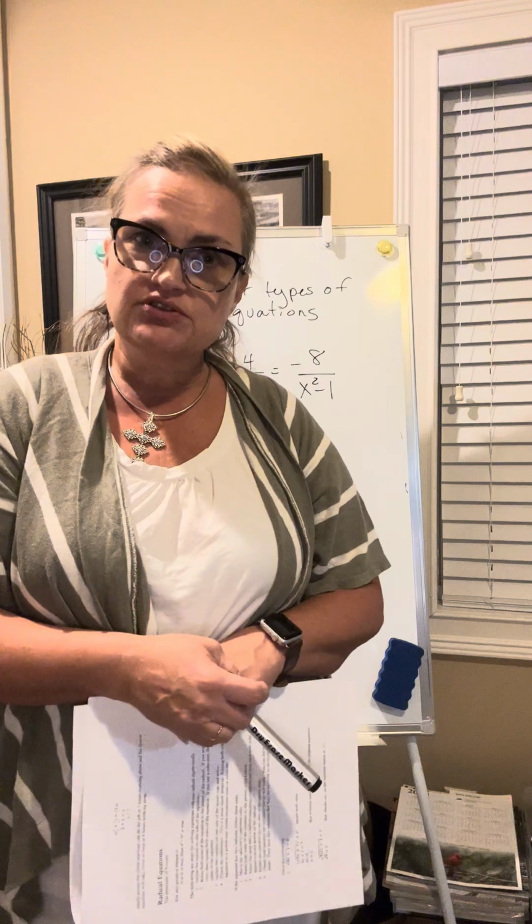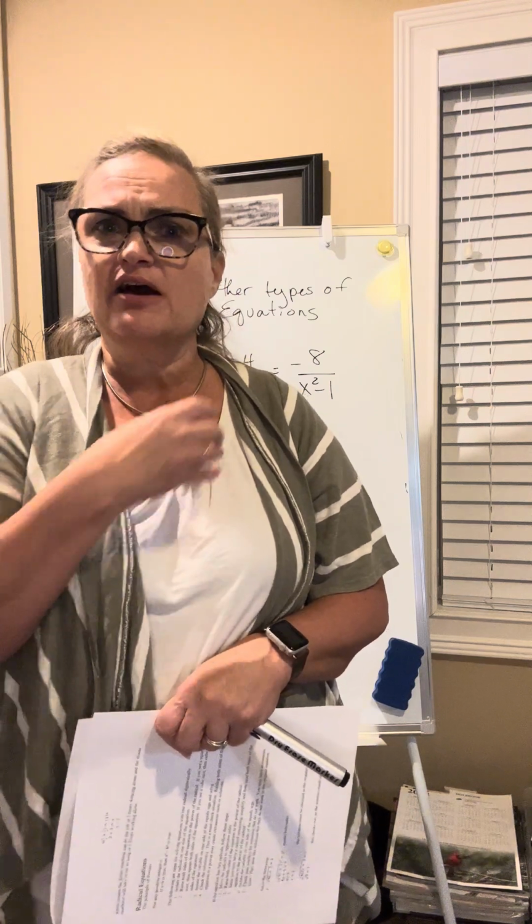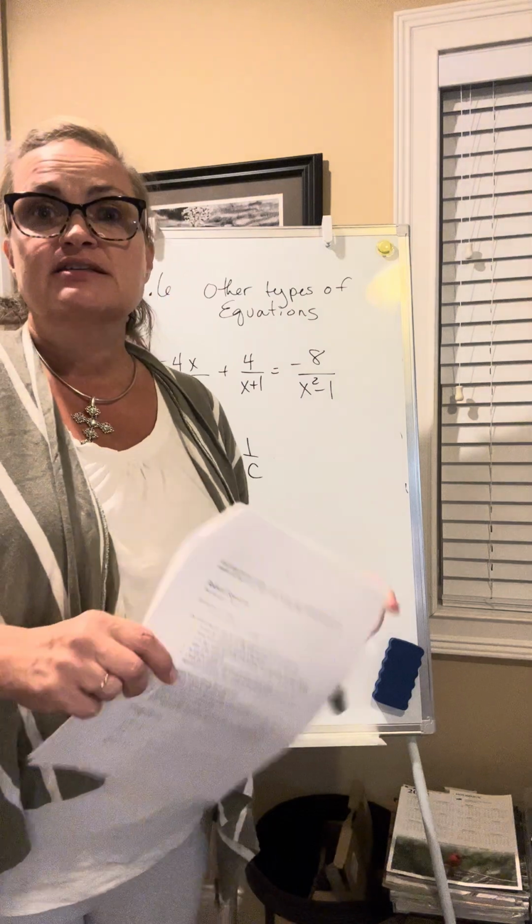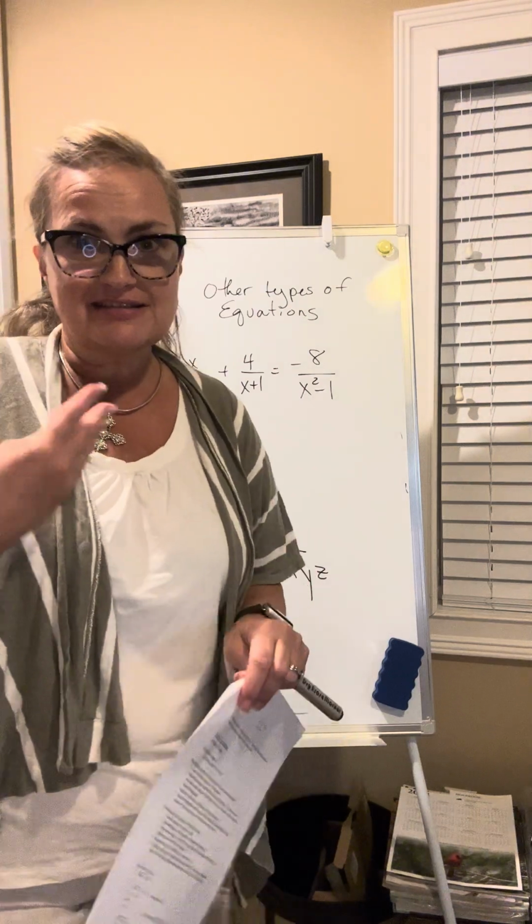So we're back talking about section 1.6 and finishing up the rational equations, the equations that have fractions in them. Sometimes these can be really tough ones. I wanted to reiterate how you find the LCD to eliminate the fractions. Again, this is section 1.6, the other types of equations. So kind of the difficult cases, I would say.